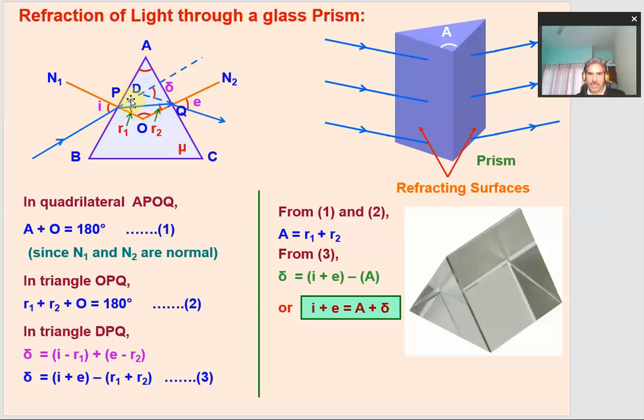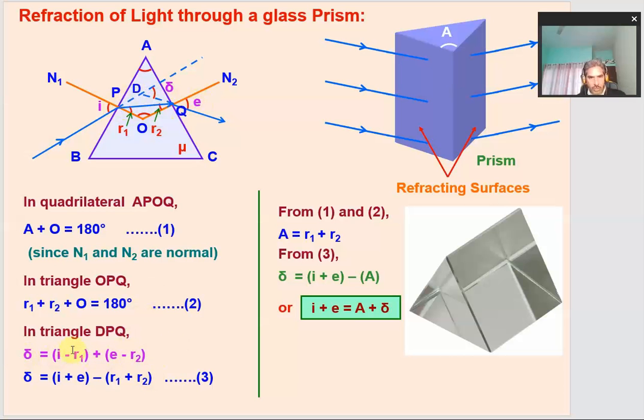What is their value? This angle DPO will also be equal to I, out of which this is R1. So the remaining angle DPQ is equal to I minus R1. Similarly, this angle DQO will be equal to E, out of which this is R2. So angle DQP will be equal to angle E minus angle R2. So this is how we have written the exterior angle property here.